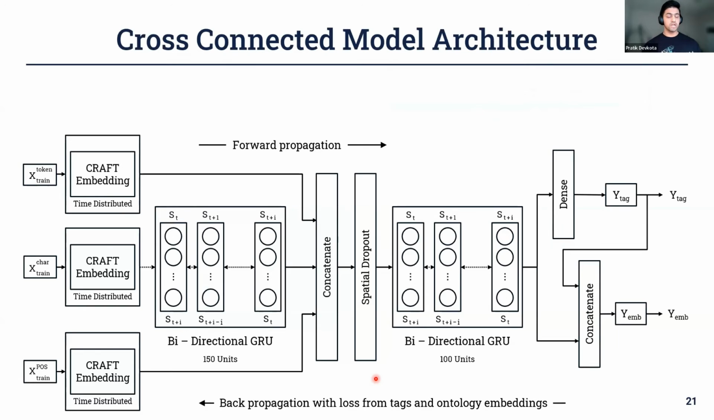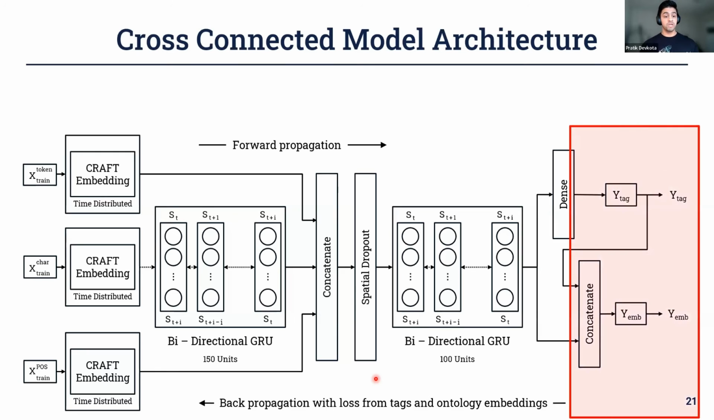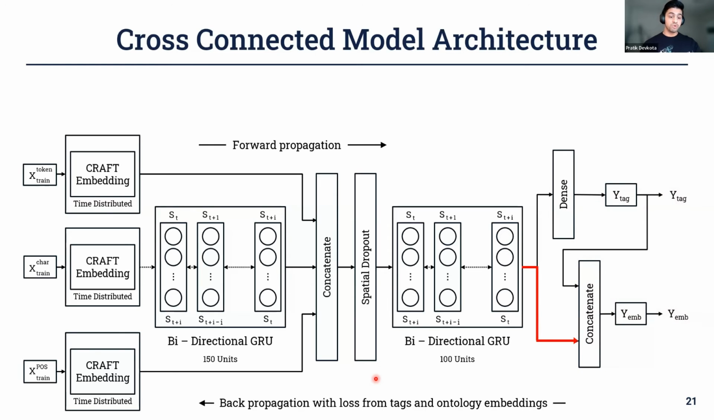This is where things get a little interesting. This is a cross-connected architecture where everything is the same till the final bidirectional layer. But here, this section is where there's a difference. Now, the output of the bidirectional layer is further concatenated with the output of the tags to predict embeddings.